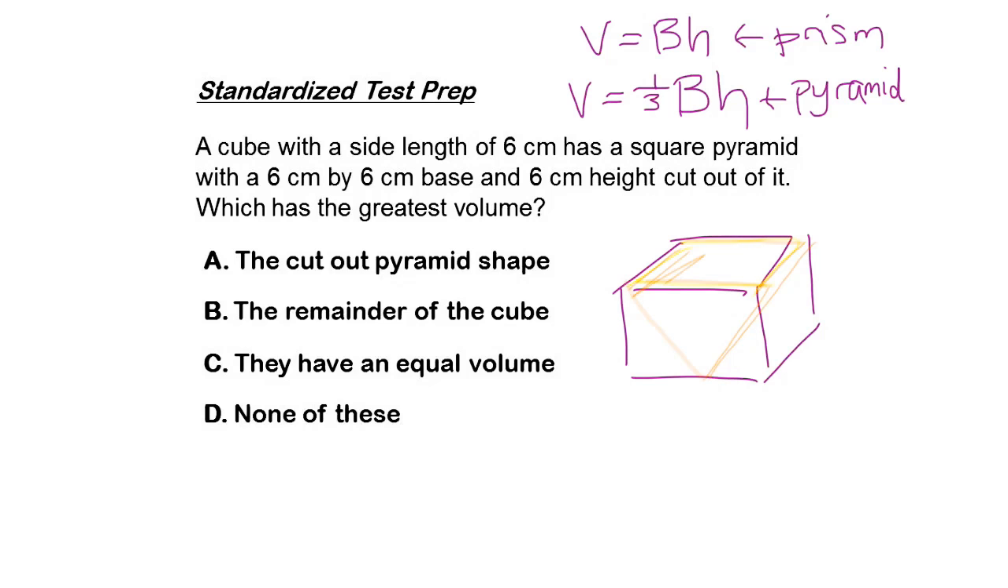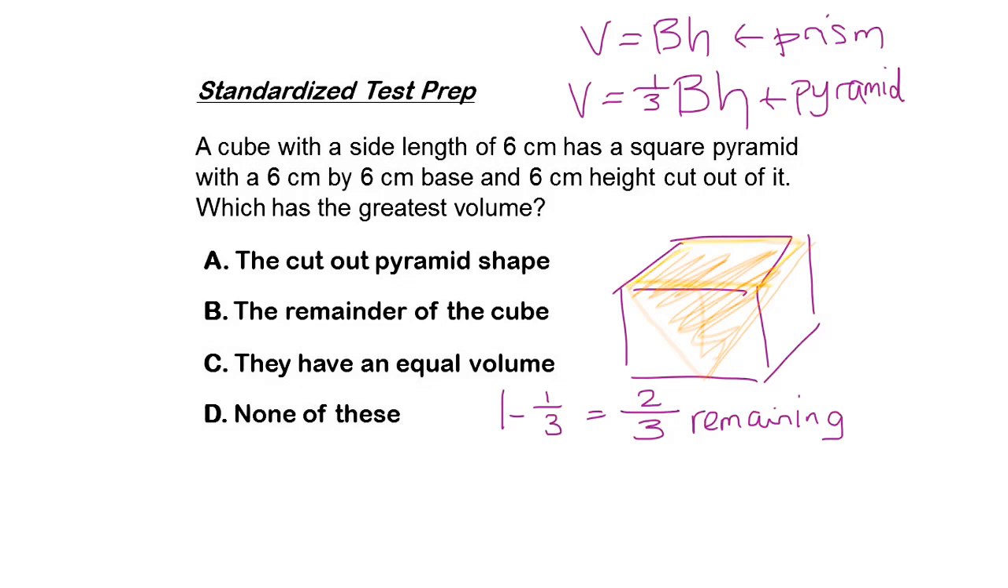Now, this pyramid is going to be 1/3 of the prism. So if I have one whole and I cut out 1/3 from it, I'm still left with 2/3. So now that's the remaining space in the cube.